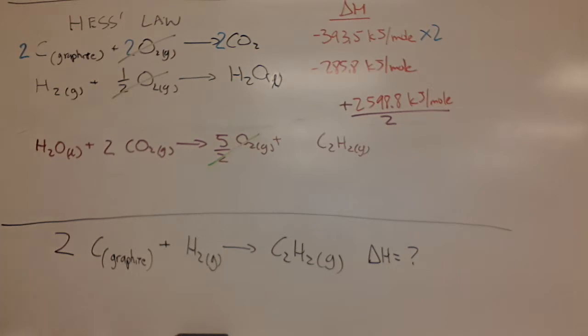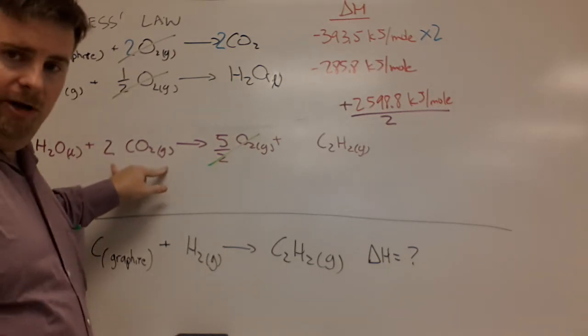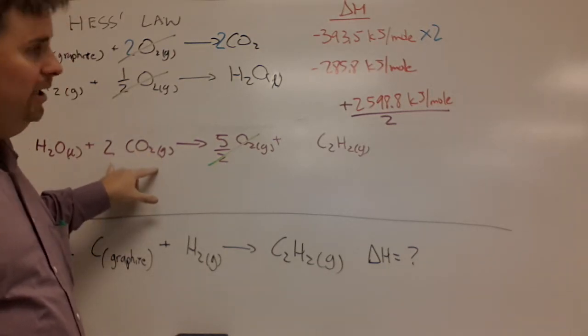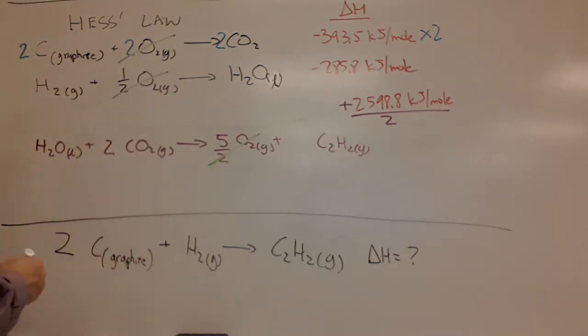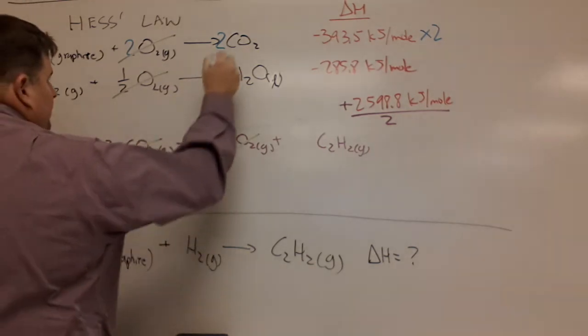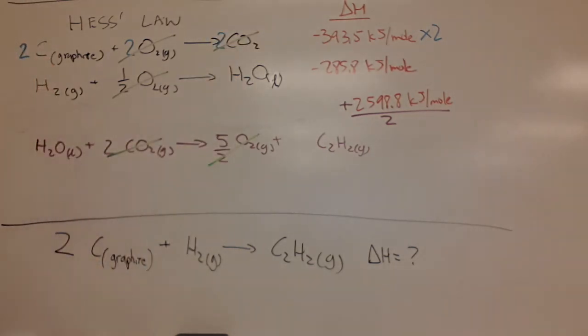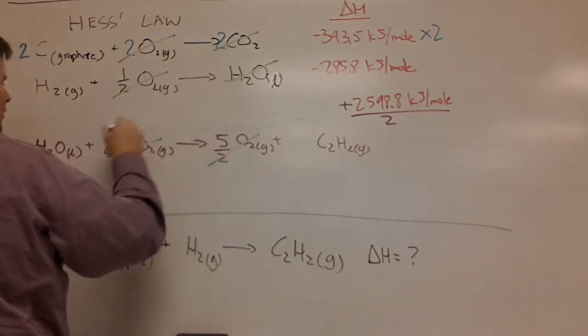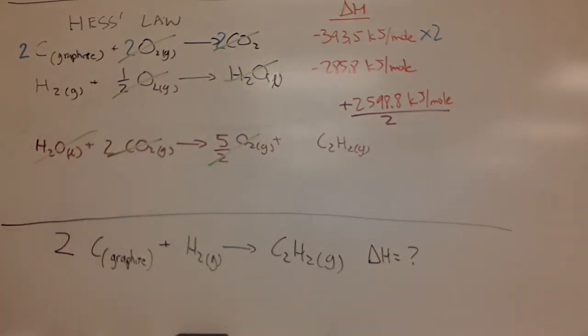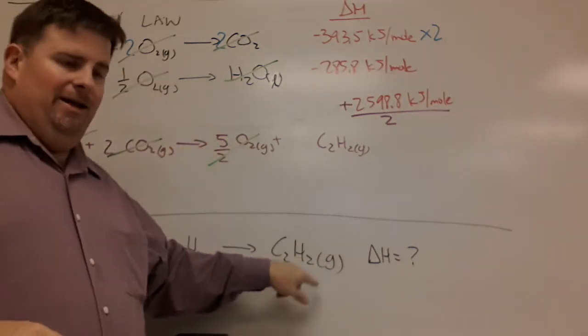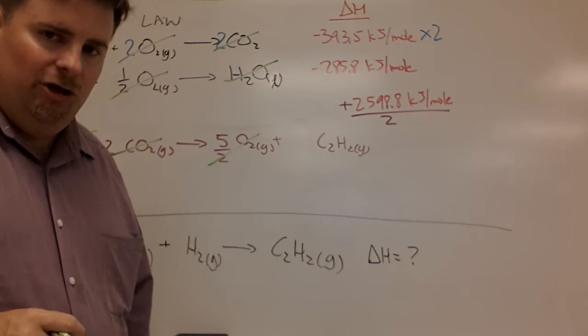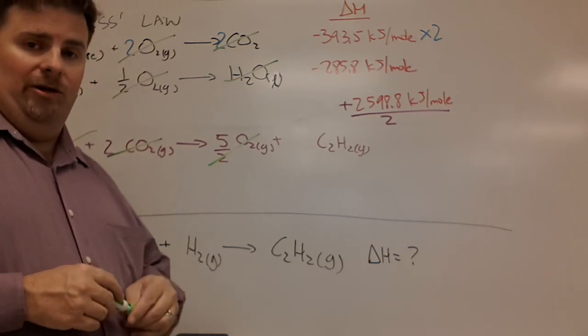Good. What about carbon dioxide? I've got 2 carbon dioxides here on the reactant side of the equation, 2 carbon dioxides on the product side. Those are going to cancel out as well. Okay? The last thing is going to be water. And I've got liquid water here, liquid water there. Both of those cancel out. All I have left are 2 graphites, H2, and acetylene. Now I'm ready to plug and chug my numbers and get my mathematical results.